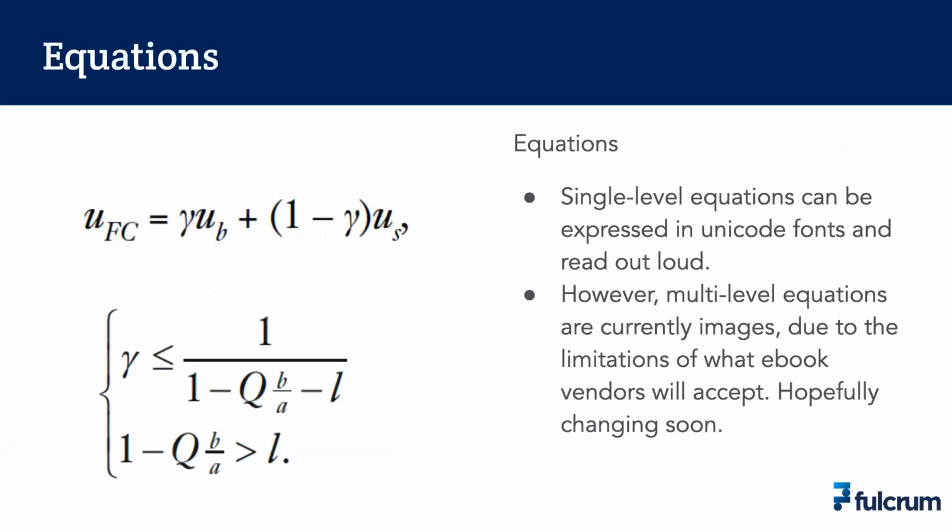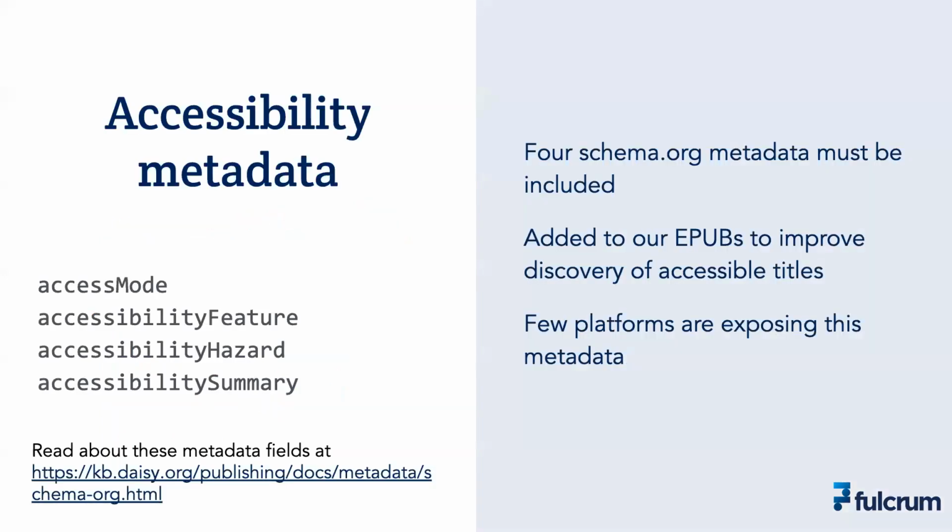And then there's math. So single level equations like this first one are generally not a problem. They're still fonts, font characters, not images, so they can be read out loud. But multi-level equations like this lower one are currently images in our EPUBs due to the limitations of what ebook vendors and e-reader devices can handle. This is hopefully going to change soon. We may be able to use a math format called MathML, which Bill can tell you more about if there are questions. I'll switch back over to John.